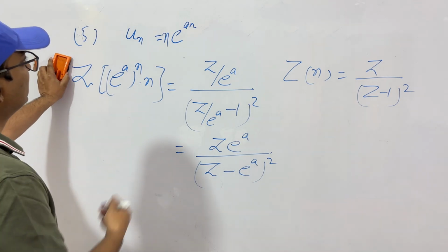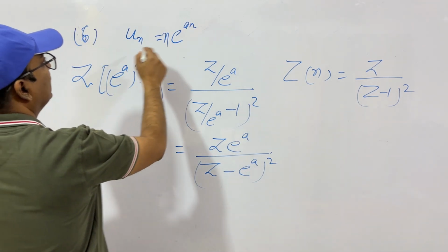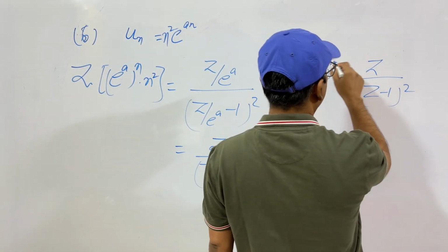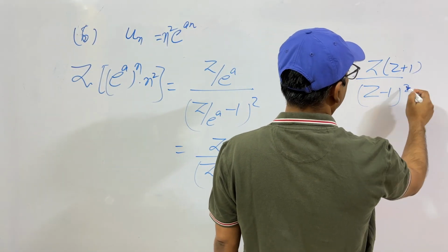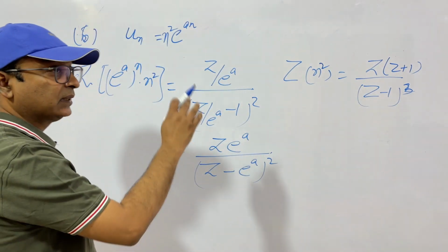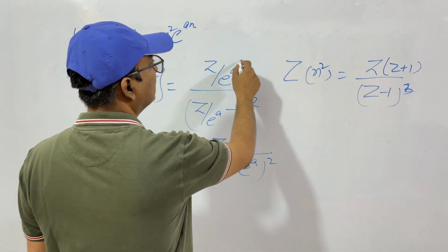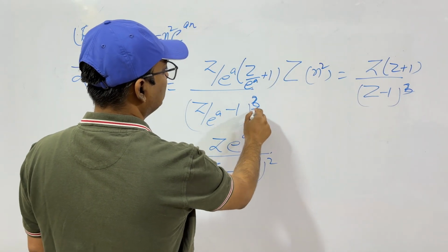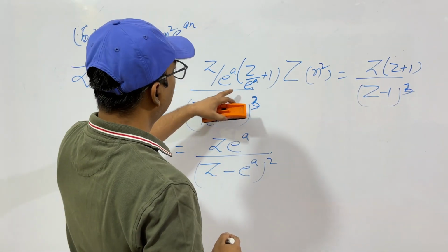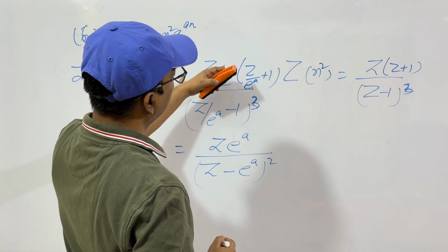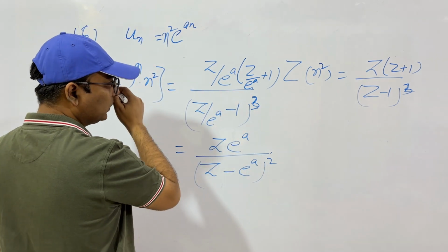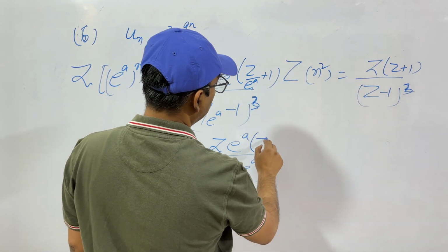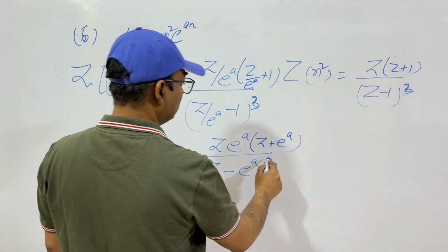Similarly, you can go one step further also. Let's say e^(an) n square. So this will be n square. And what is the value of Z of n square? It is z into (z plus 1) by (z minus 1) cube. This you should remember, these are some standard results. So it will be this into z by e^a plus 1, this cube. So what you get? You get e^(3a). So when you take it here, you'll get z e^a, because this will be e^(2a). So z e^a into z plus e^a, and this will be cube.